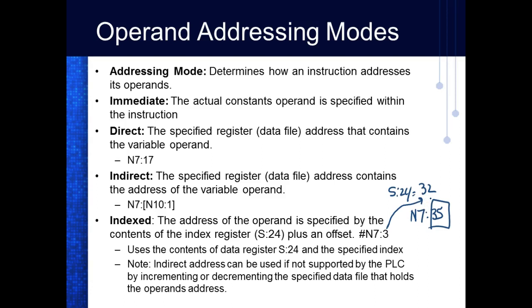So we specify an offset. Your offset can be anything. I could come up here and say N7:15, and that would be my addressing mode. Then if this is what's in S24, my address is going to be N7:47. It depends on what the offset is. You can add any offset to the index register you want to, and that specifies the address of the operand.